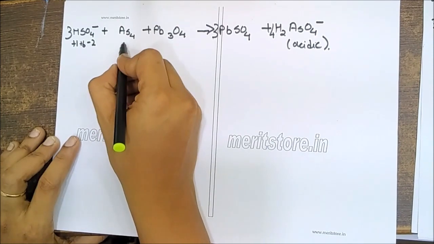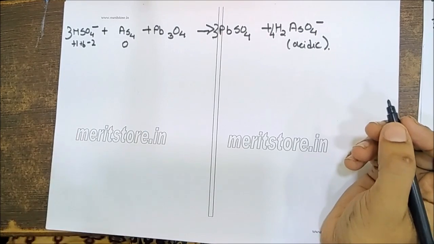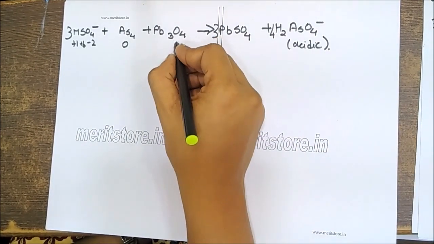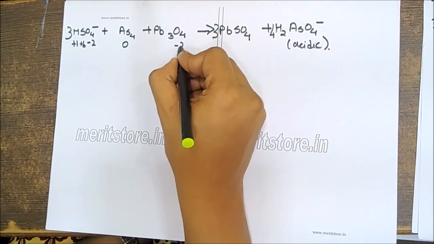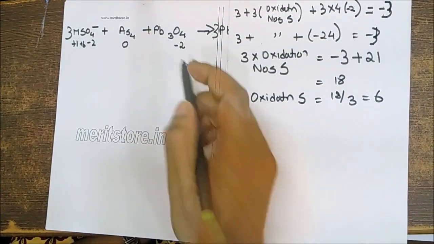As will be having an oxidation number of 0. Any atom in free or uncombined state has 0. Now this, let's look at this. So this is minus 2. We know minus 2. Now look here.